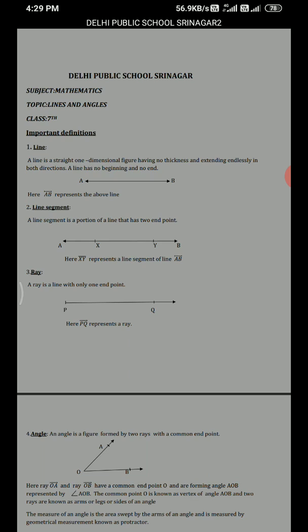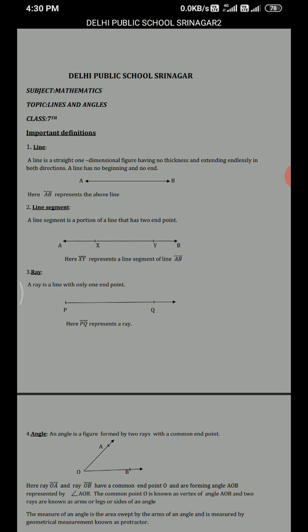First one is line. It is a straight one-dimensional figure. That means it can include only either length or breadth or height, only one dimension. It has no thickness and it can extend endlessly in both directions. You must remember it has neither beginning nor an end. So that is why we choose two arrows at its extreme points. They can go up to infinity.